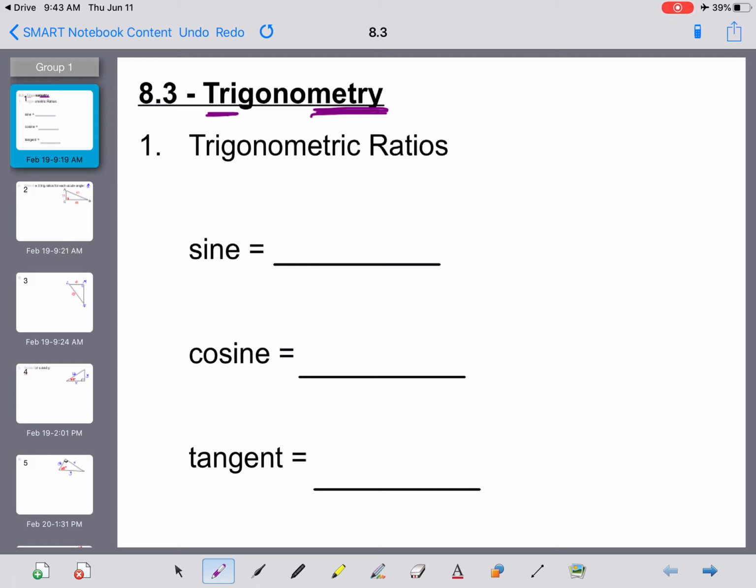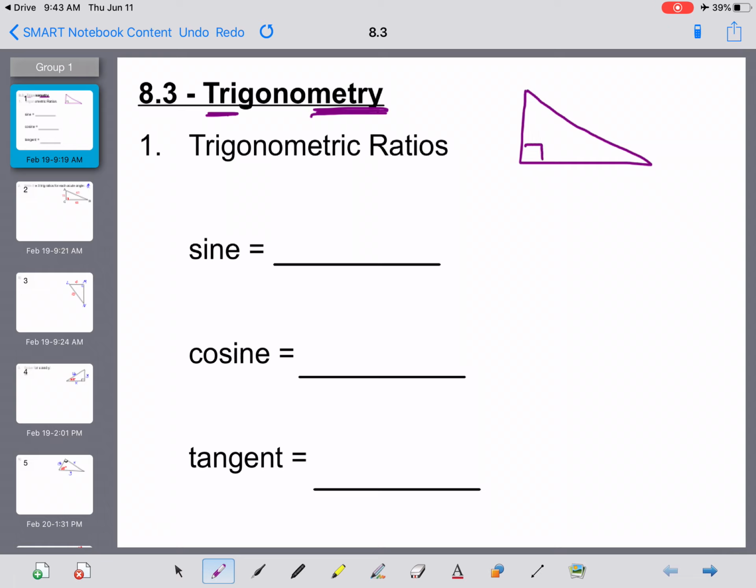And to help us find some missing parts within triangles when we know certain pieces of information, we have what are called 3 trigonometric ratios. And these are going to be useful, everybody, when we're looking at a triangle that is going to be a right triangle. So we know we're going to have one right angle.